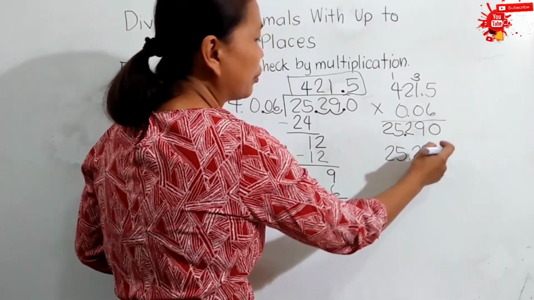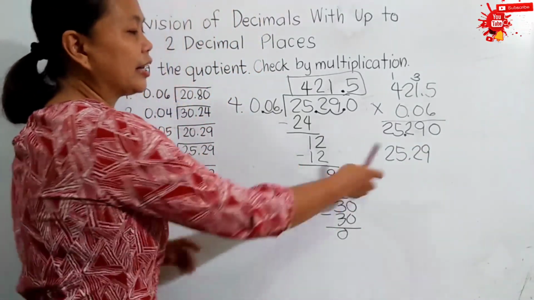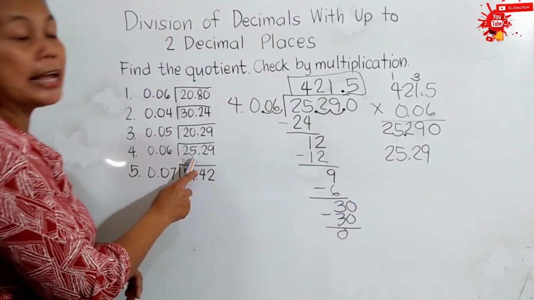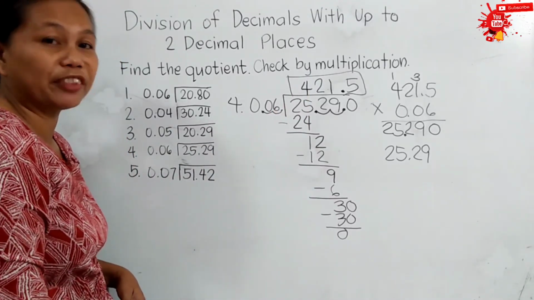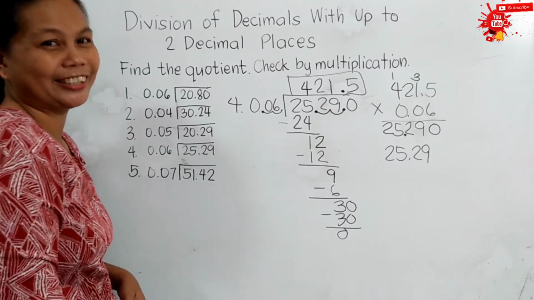Kahit pa may 0 doon, so pwede nang walang 0. At dahil katulad siya ng ating dividend, ibig sabihin yung sagot natin na 421 and 5/10 is correct.